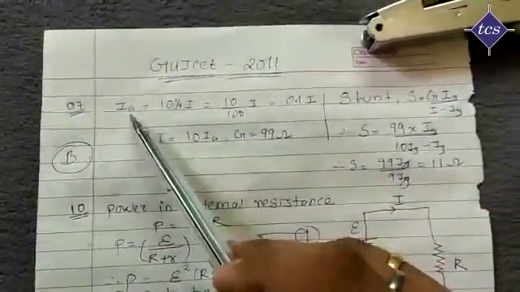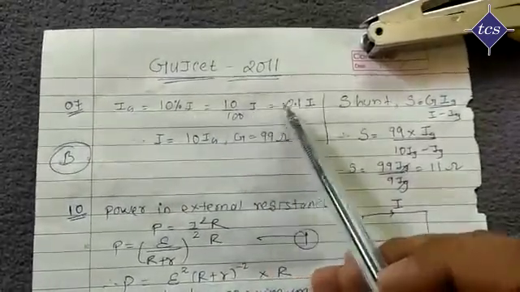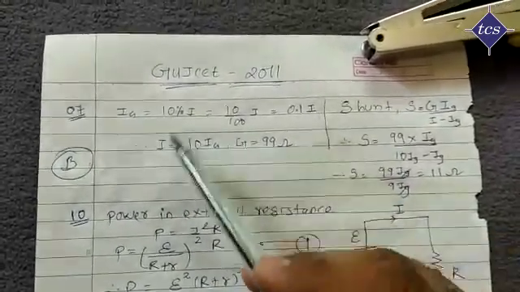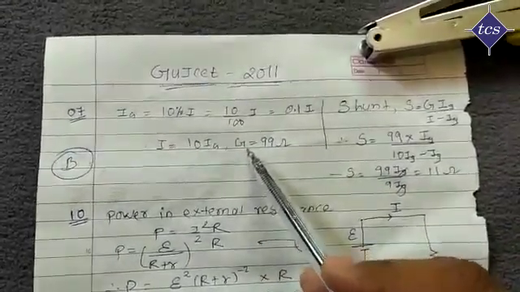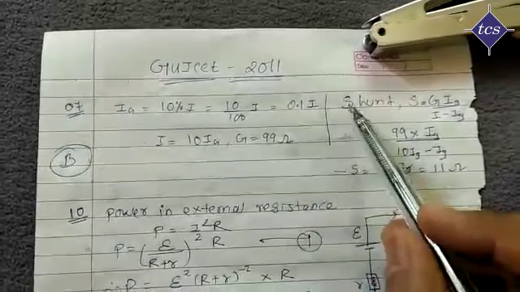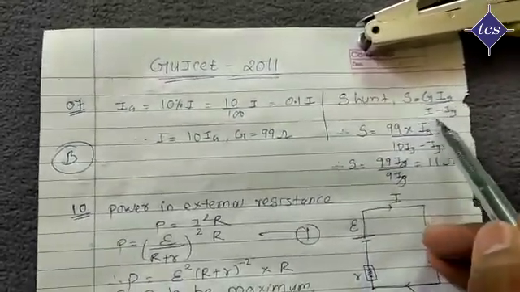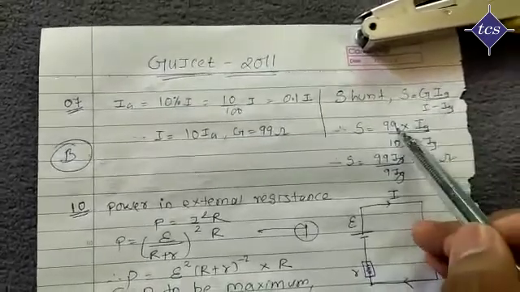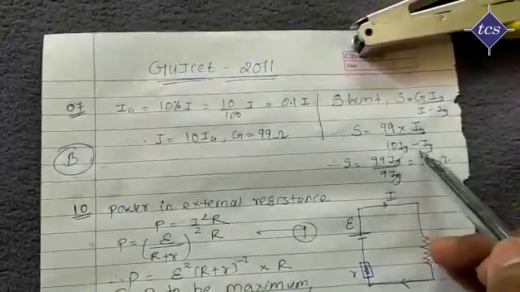So the current passing through the galvanometer is 10% of the total current, that is 10 by 100 of I, equals 0.1 I, or else we can write I equals 10 times Ig. And the resistance of the galvanometer is 99 ohm. So the shunt required is S. S is G Ig upon I minus Ig. G is 99. Keep Ig as Ig only, and I as 10 Ig minus Ig.